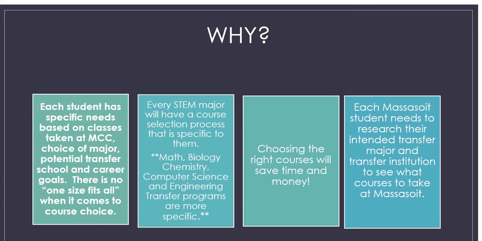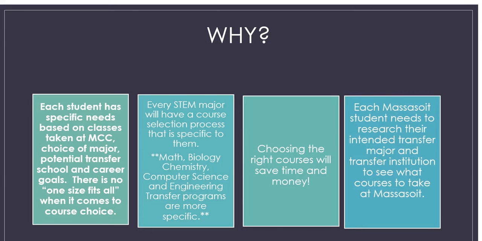For example, if you need to take a science, right, not every science is seen equally by transfer institutions. Some are what are called major's level science courses. Some are gen ed level science courses. And each student's needs are going to vary. So each student needs to research their transfer school and their intended major to have a really good idea about what you want to take at Massasoit to save you time and money when you transfer.